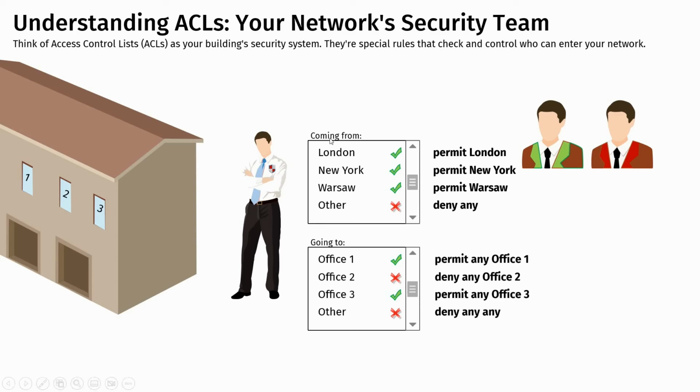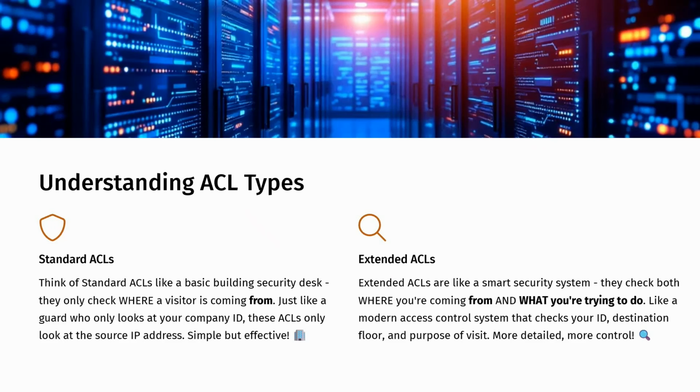Going to is an extended access list. It's not enough to say where you're coming from. I want to know what you want to do. I want to know where you're going to. This is a more sophisticated option, gives you more flexibility. Here is a slide that summarizes everything that I've said so far, standard and extended access lists. I hope it makes sense.